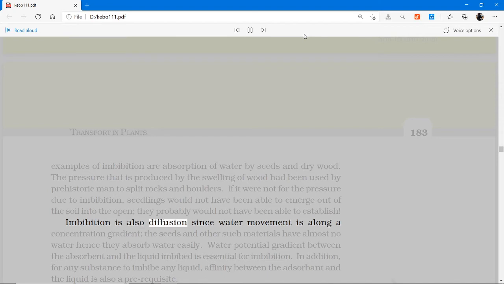Imbibition is also diffusion since water movement is along a concentration gradient, the seeds and other such materials have almost no water, hence they absorb water easily. Water potential gradient between the absorbent and the liquid imbibed is essential for imbibition. In addition, for any substance to imbibe any liquid, affinity between the adsorbent and the liquid is also a prerequisite.